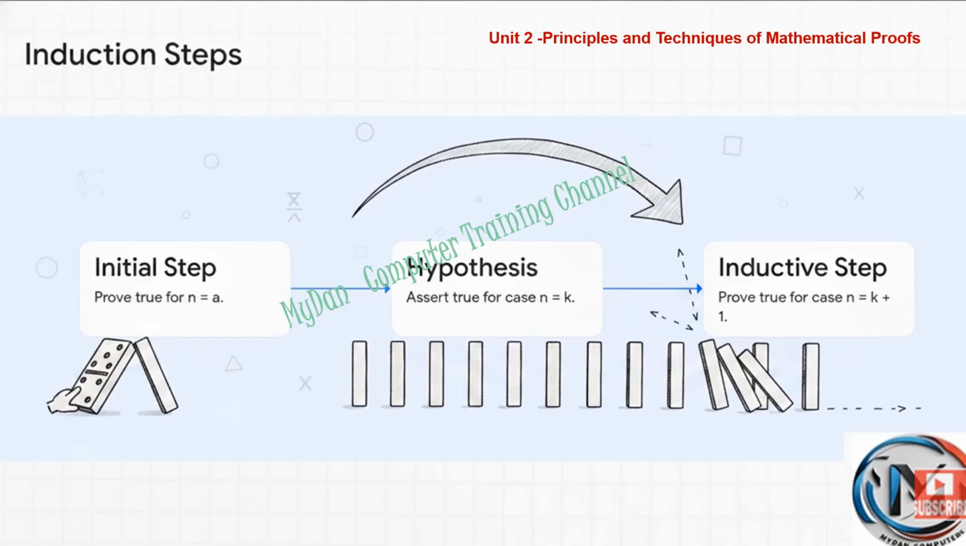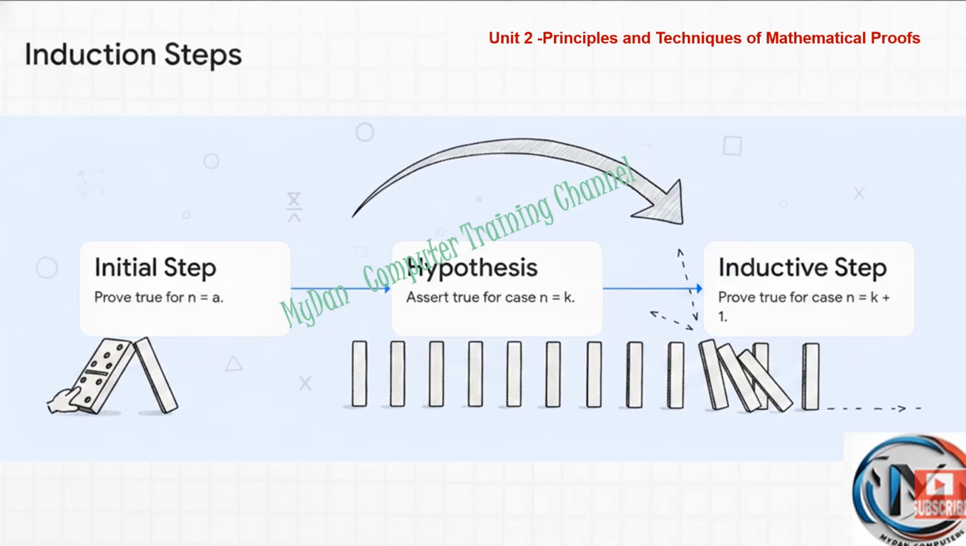There are basically 3 steps to building an actual proof like this. Step 1 is the initial step. You just prove the statement is true for your starting number. Say n equals 1. Boom, you've knocked over the first domino. Step 2 is the inductive hypothesis. You simply assert or assume that the statement is true for some arbitrary case n equals k.